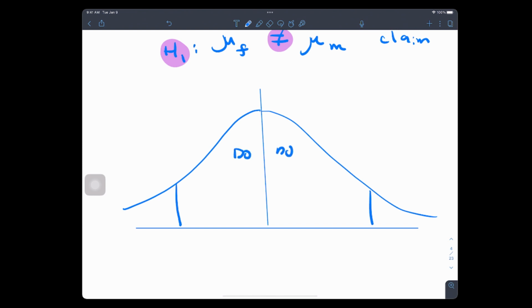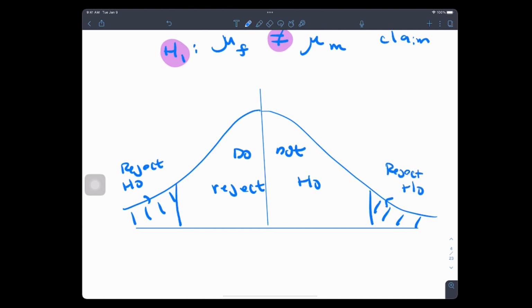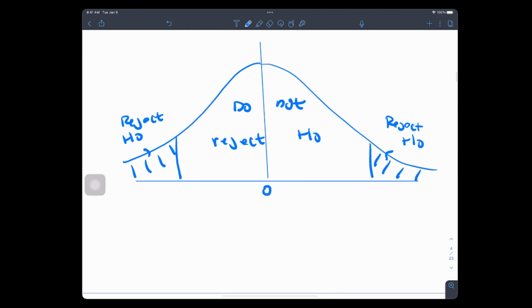Do what? Not reject the null. And then what else do you do? You reject the what? No. Okay. So remember, this is going to be a T distribution. It's not going to be a Z distribution.